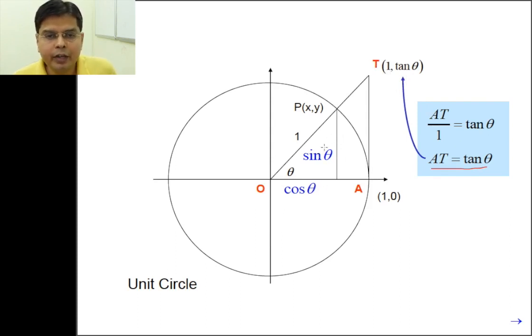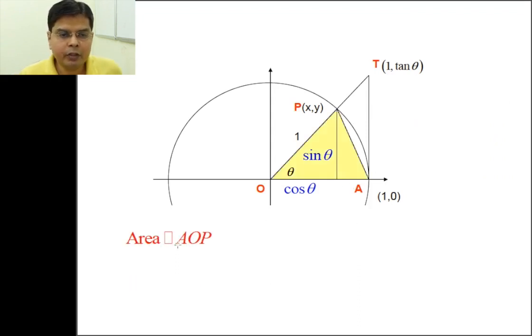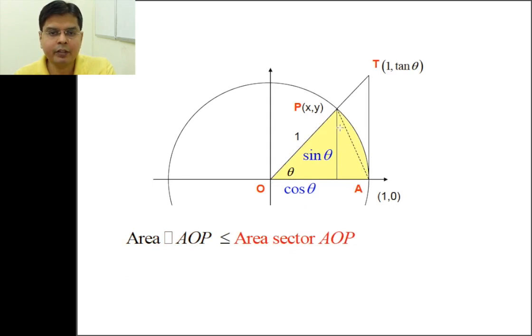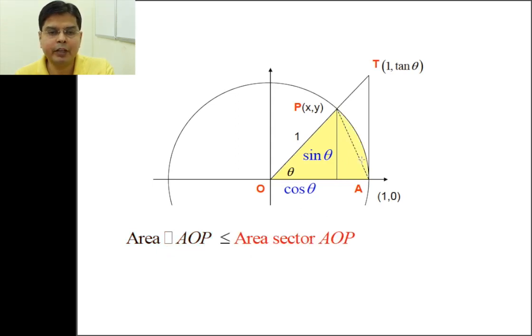Now I will derive some formulae making use of the areas of these three figures. You see how this is a triangle. First of all, the area of this triangle AOP will be less than the area of this sector AOP. Why? Because my triangle was only till this point AOP and this sector is the whole. So the area of triangle AOP is less than the area of sector AOP. Got it?